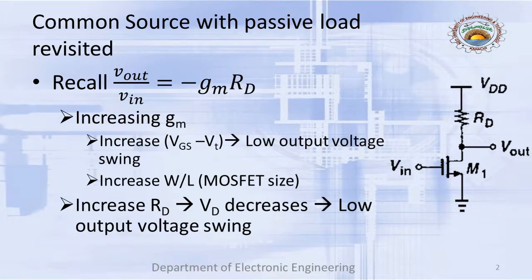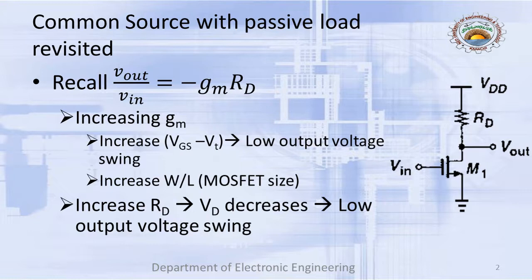Let's quickly revise the common source amplifier with a passive load, that is, a drain resistance is present which acts as a load, and the amplifier gain, as we know, is equal to minus gm times rd. So how can we increase the gain of this amplifier? We can increase the gain by either increasing gm or by increasing rd.